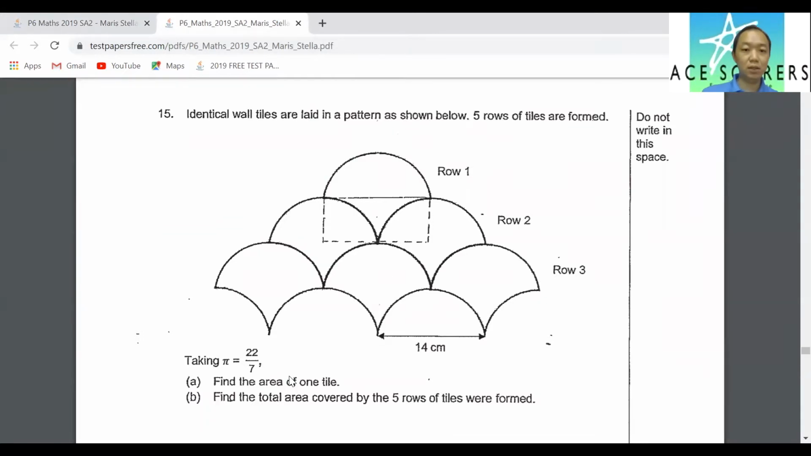The area of one tile. So the area of one tile is actually this shape. Let me draw it. So one tile is actually this shape. The area of this looks like a semicircle. If you were to cut it here, this part is a semicircle plus 2 arrowheads. So it's a semicircle and 2 arrowheads.